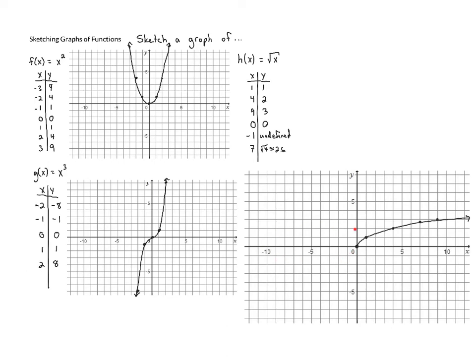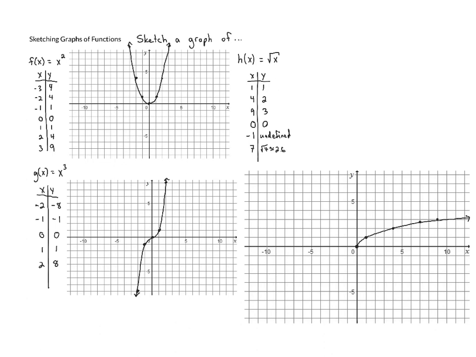But we're not going to have anything to the left of 0, to the left of the y-axis. Because if we try to take the square root of any negative number, it ends up being undefined. So there's not going to be any graph over here. And there's not going to be any graph down here either.